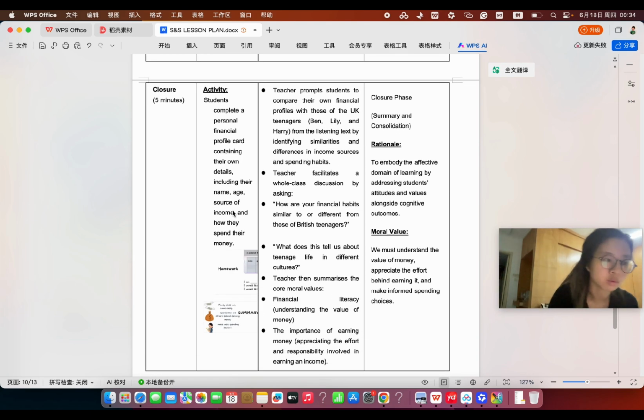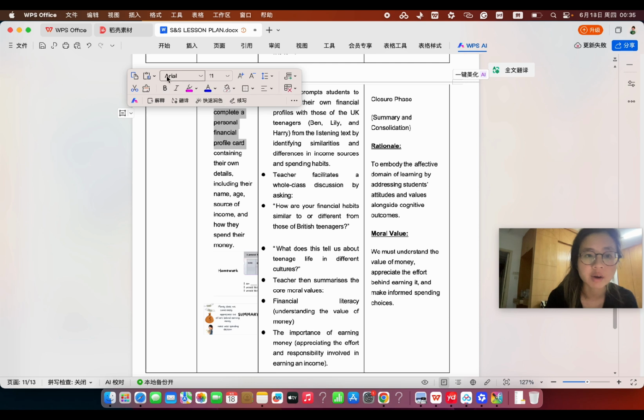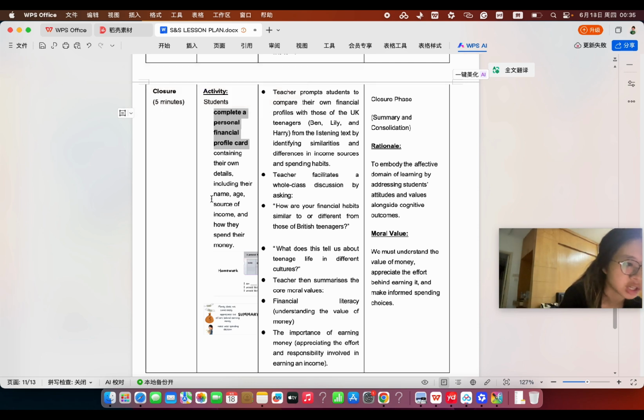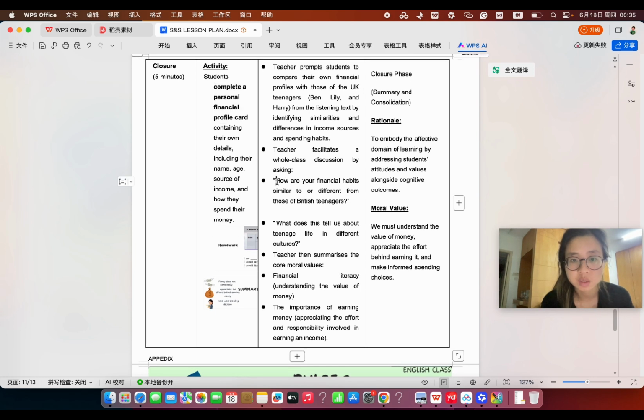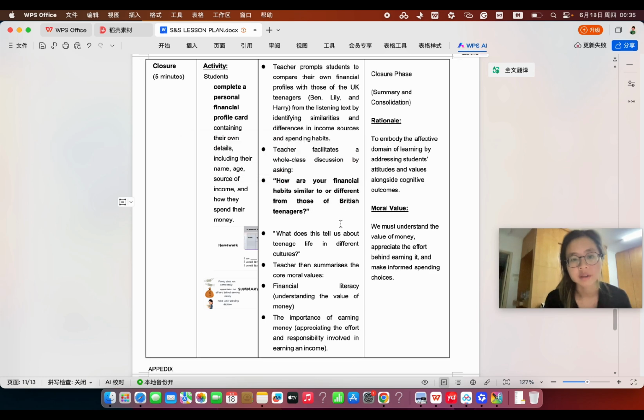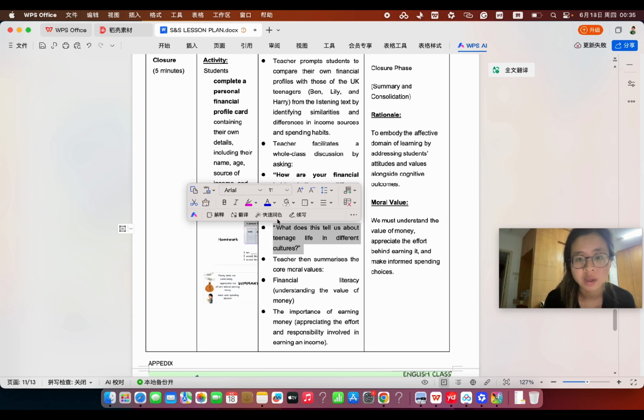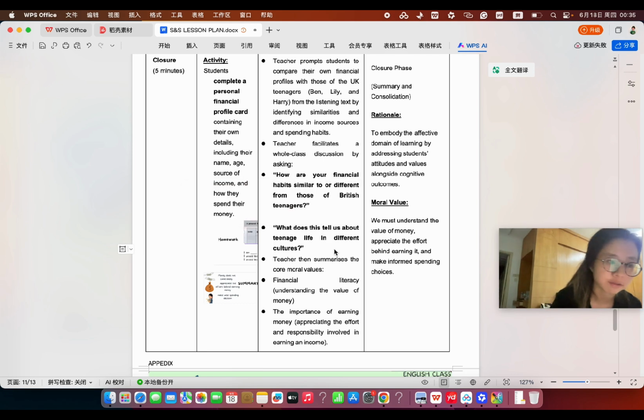Now let's move on to the final closure stage. Students complete personal financial profile cards with their own information. Then the teacher would like to ask this question. How are your financial habits similar to or different from those of the British teenagers? What does this tell us about teenage life in different cultures?